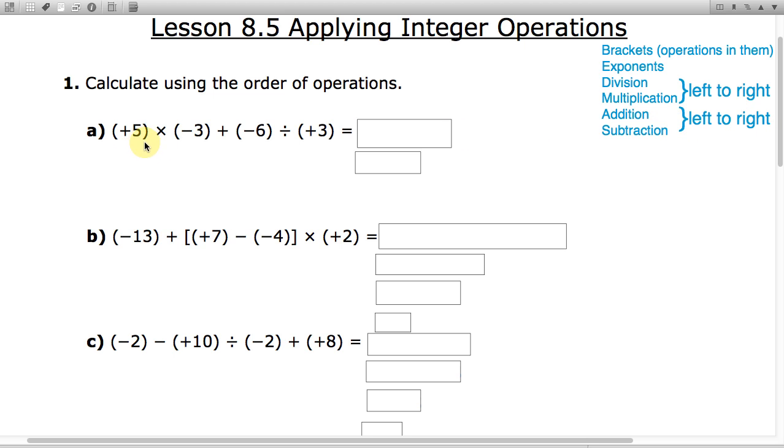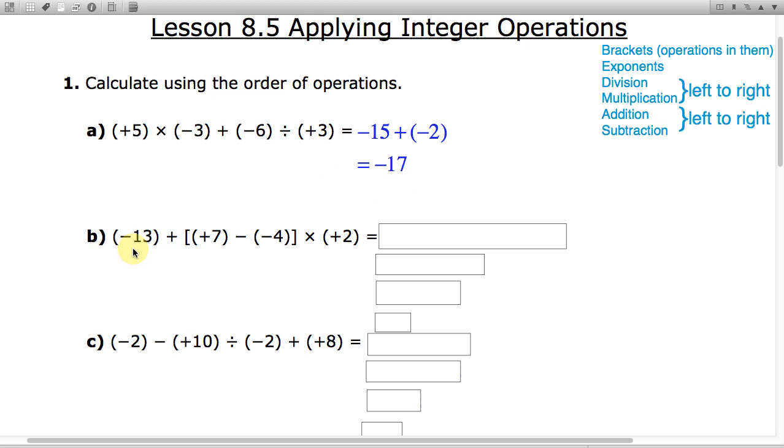So in this first example, we have a multiplication, addition, and division. Multiplication and division are on the same level here, so you can actually do both the multiplication and division at the same time. So 5 times negative 3 gives you negative 15, and negative 6 divided by positive 3 gives you negative 2. You can do both of those in one step. Then you have to do the addition last, so you're doing negative 15 plus negative 2, which gives you negative 17.